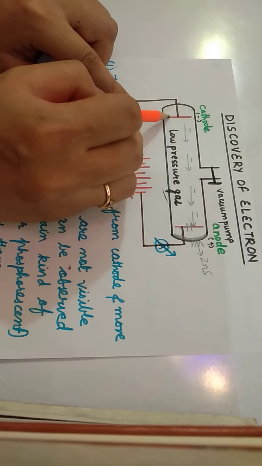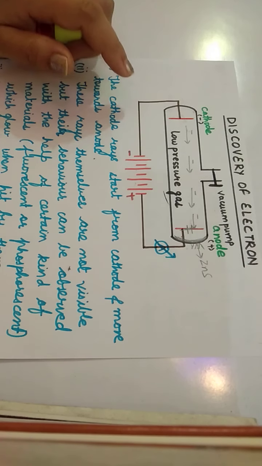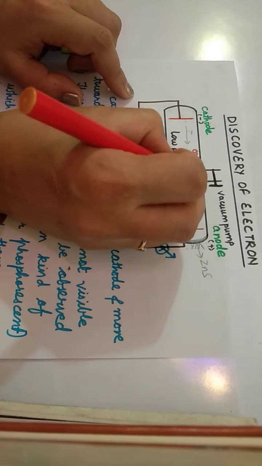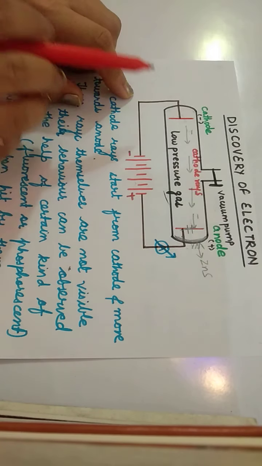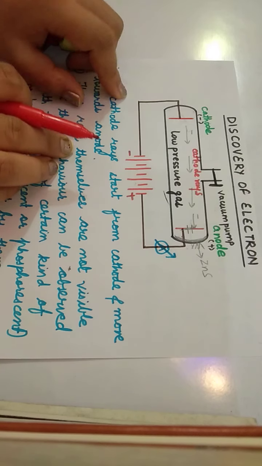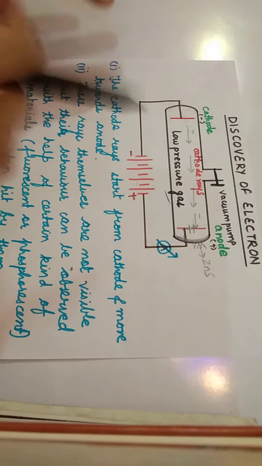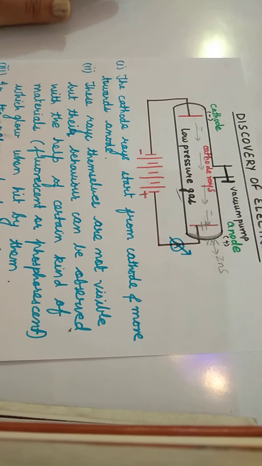As this charge was generated from the cathode side, therefore they were known as cathode rays, children. They were known as cathode rays, as these rays originated from the cathode. Now what happened after this? We got to know that a negative charge is flowing, and as it is flowing from the cathode side, therefore they are the cathode rays.